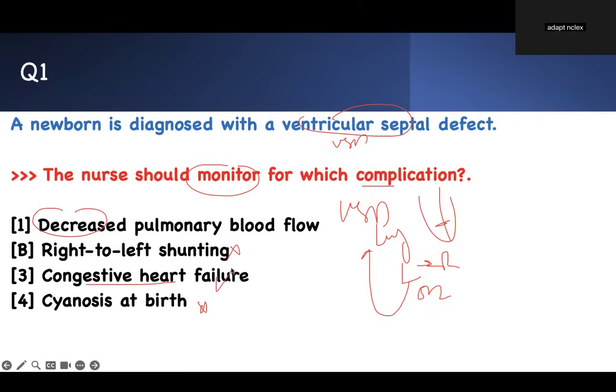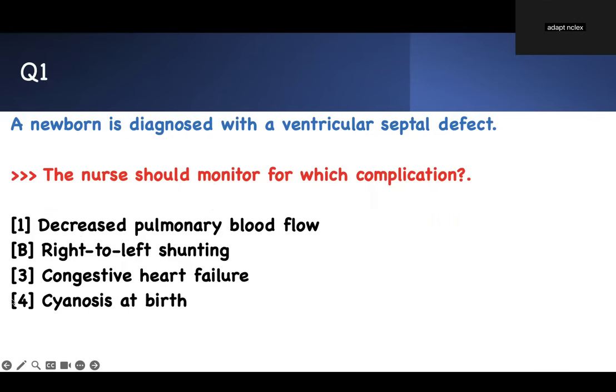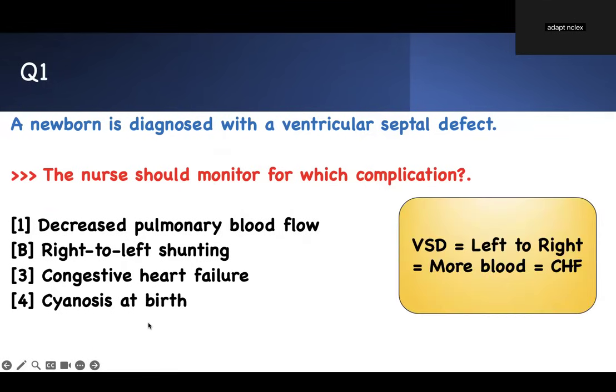More blood stays in the heart, and you have what? Congestive heart failure. This is the way you break down the question. VSD, ventricular septal defect, leads to what? Left to right shunt. There's more blood going to the what? The heart, and you have congestive heart failure. Therefore, our right answer is number 3. How do you think about it? Look at the way we break the question.